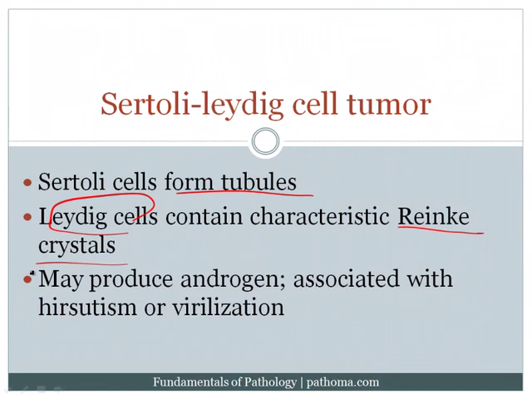If you've got a tumor and there are these pink cells that contain crystals, then you want to think about a Leydig cell component. And of course, these tumors are going to produce androgen, and so women can get hirsutism, which is hair in a male distribution. For example, they may develop facial hair, or virilization. That's another possibility if you've got excess androgen.